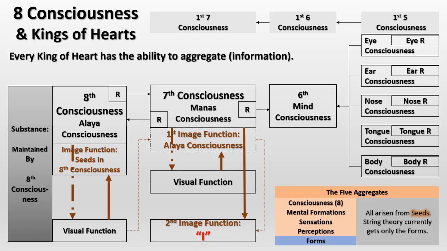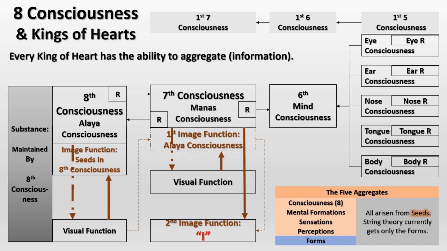This is another block diagram in Yogacara Buddhism, and a very crucial one because all the details here appear in string theory. There is a total of 8 consciousnesses. Each has a different function, with the 8th consciousness being the most important. These 8 are also called kings of hearts, which basically means they each can gather information like processor chips. As each has different functions, the information they gather is also different.